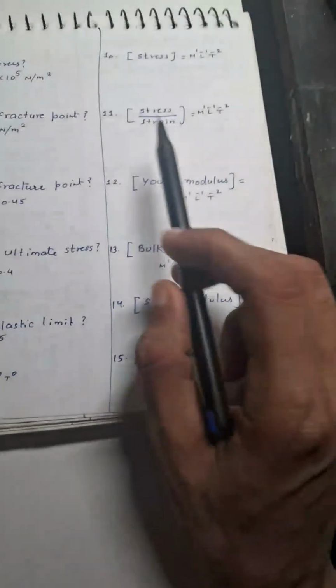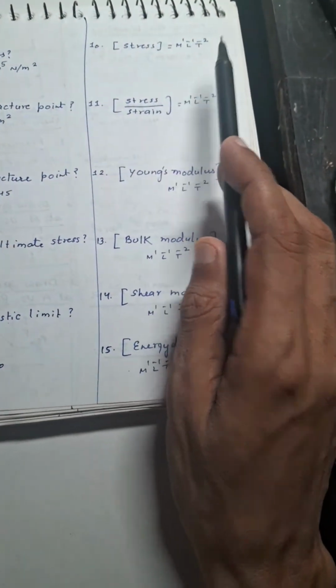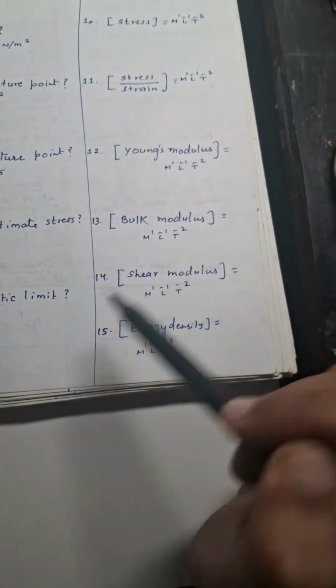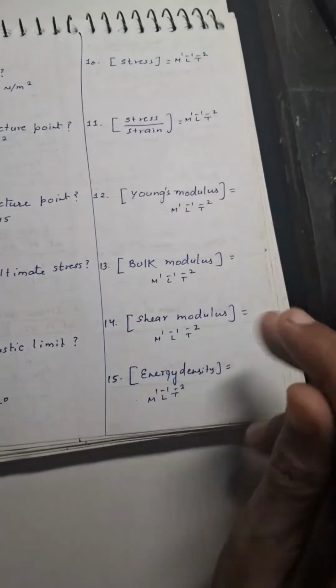Then we have the concept of dimension of strain. So it is dimensionless. Stress has dimension F1 L minus 1 T minus 2. Stress by strain same. Young's modulus same. Bulk modulus same. Shear modulus same. Energy density same. So all of these have the same units and dimensions.